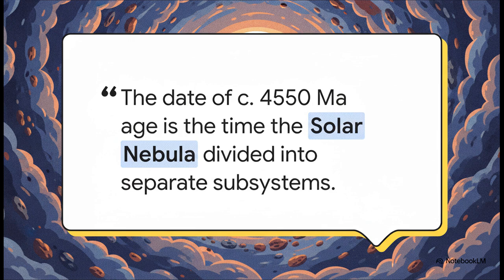What you should really take away from this is that it dates the exact moment the solar nebula became our distinct solar system. It's the moment that chaotic, swirling disk of dust and gas spinning around the early sun finally clumped together into separate, closed subsystems, meaning the planets and the asteroids.